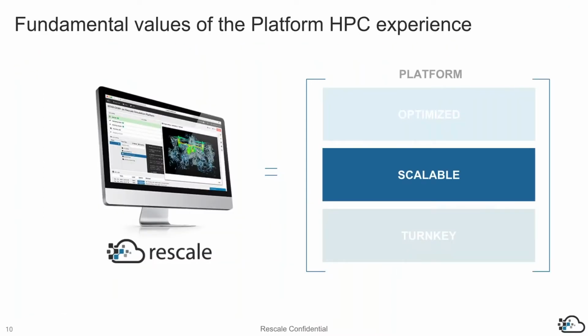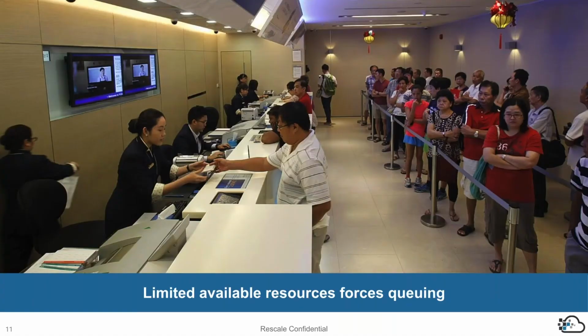Now, Rescale is scalable as well. For this, the best way to talk about it is showing this picture. No one likes to wait in a queue, like in this scene of the bank. You can see that everyone is just thinking to themselves, why don't they have more tellers? Don't they understand the demand? In an engineering scenario, it's the same when your job has to wait in a queue. In that case, it's not only frustrating, but it's also extremely expensive for the organization.